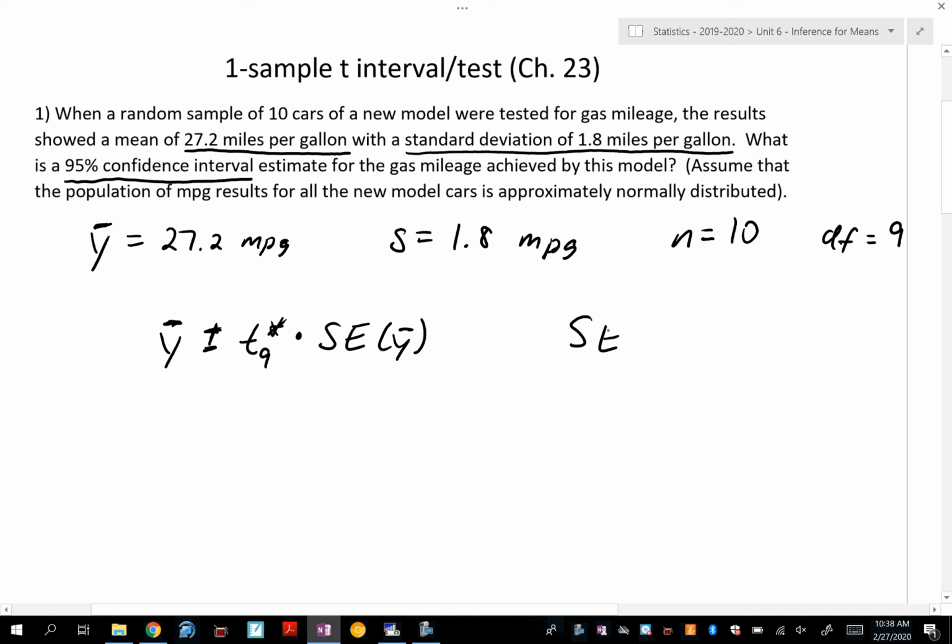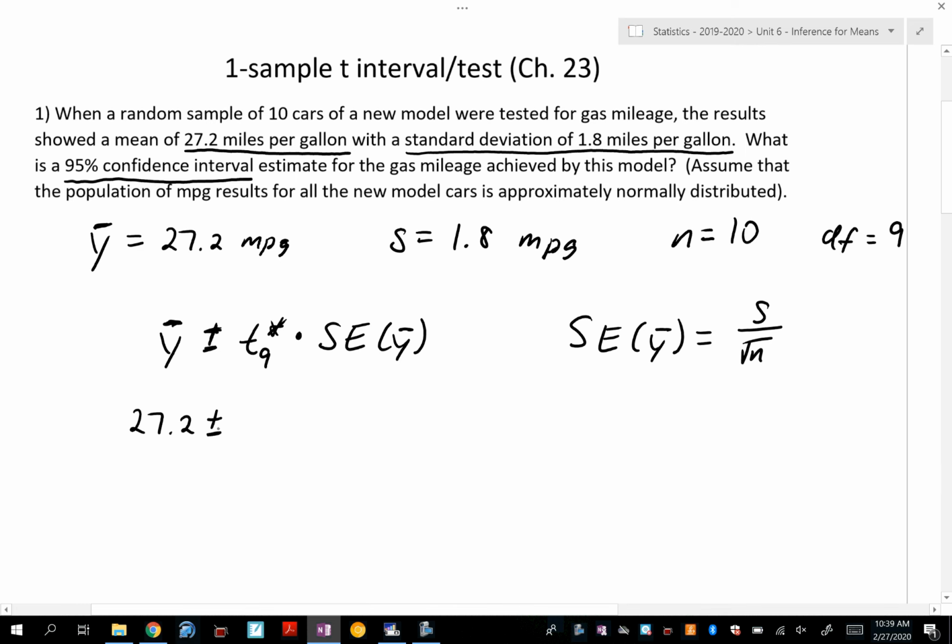Do you guys remember that formula from yesterday? Y bar, standard deviation, and I put S for the sample standard deviation. These will all be given to you, not the 9. Obviously, that'll say the n minus 1 on your formula sheet. You'll get this on Friday. So y bar is 27.2 plus or minus.